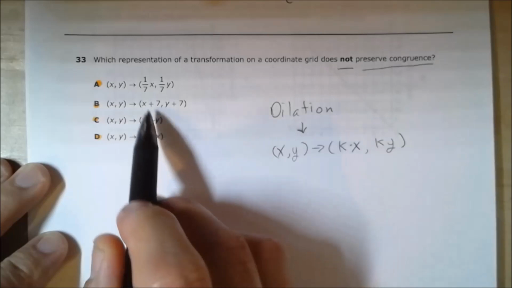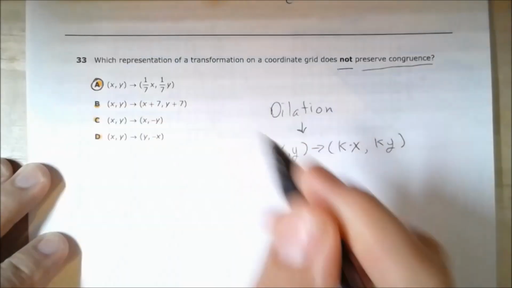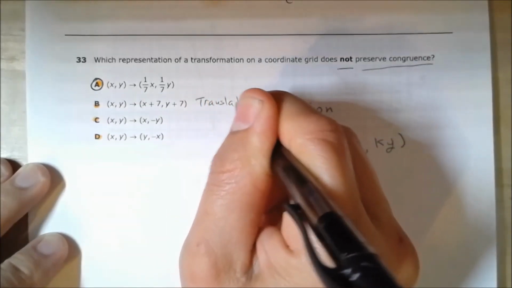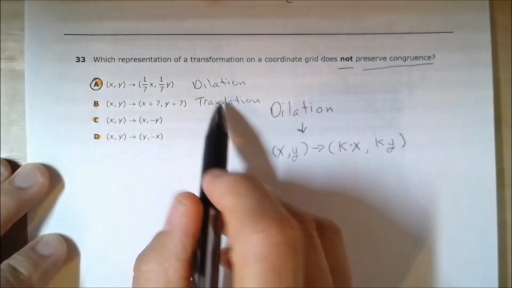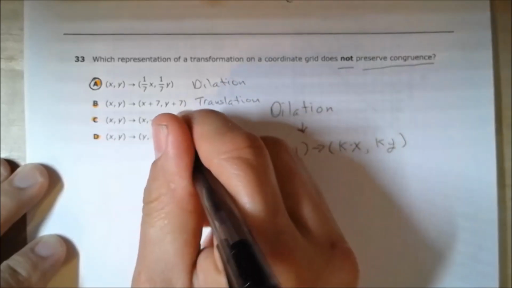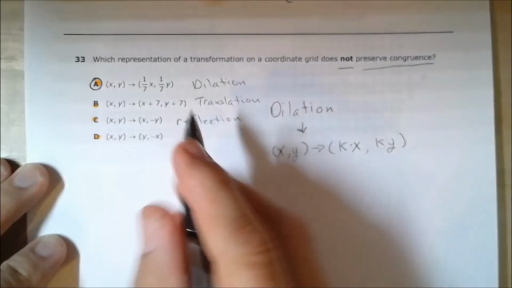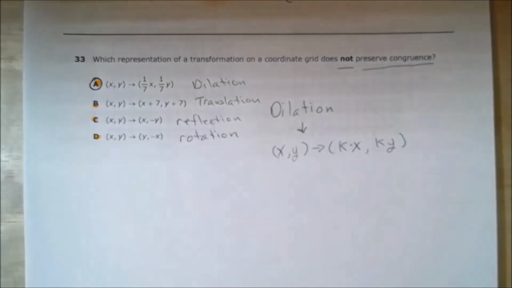So all you have to do is look at these four options and say which one has some value being multiplied to x and y. And you should recognize that that answer is A. For B, we're adding. This is actually a translation. Let's go ahead and fill these out, because this is a good way for you to be able to recognize these different algebraic rules. That's a dilation. That's a translation. This one right here is a reflection. And the one down here where we swapped y and x is a rotation. Go ahead and pause the video and attempt to do the next problem on your own.